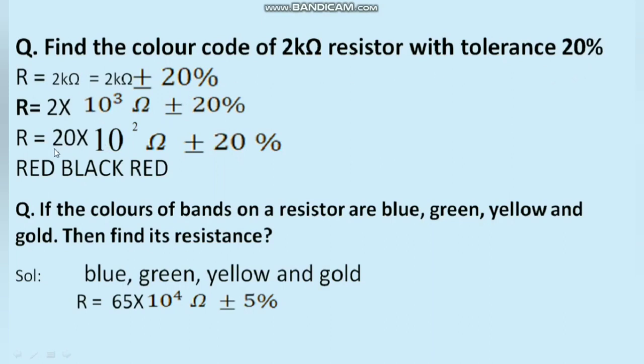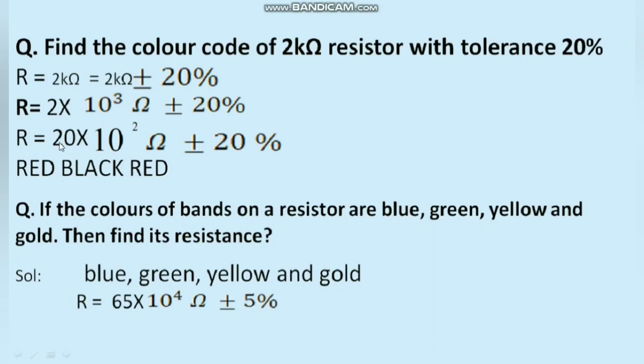How can we find it out? After writing like this, there are first two significant figures. This is 2 and this is 0. For these two significant figures, two colors will be there. And then this is the multiplier. Multiplier means 10 power. And this last one, the error percentage, is the tolerance. First two digits are two significant figures, the third one is the multiplier, and this one is the tolerance.